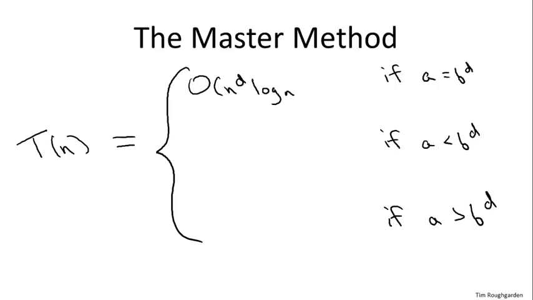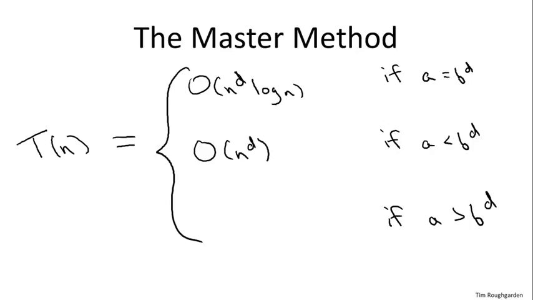And again, this is d, the same d that was in the final term of the recurrence, the work done outside of the recursive calls. So the first case, the running time is the same as the running time in the recurrence outside of the recursive calls, but we pick up an extra log n factor. In the second case, where a is smaller than b to the d, the running time is merely big O of n to the d.